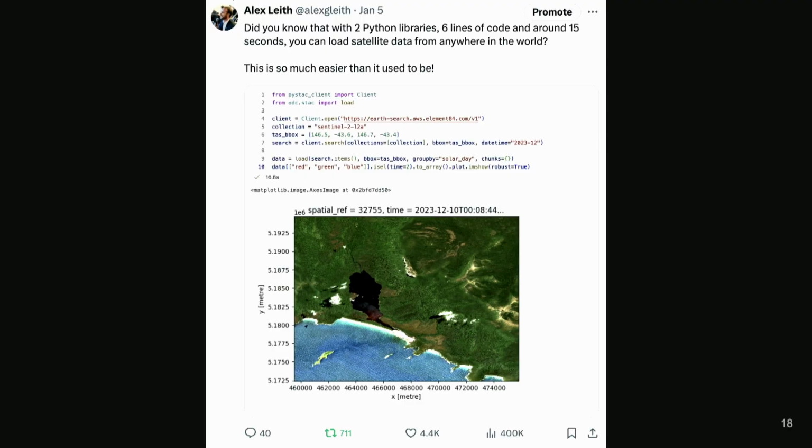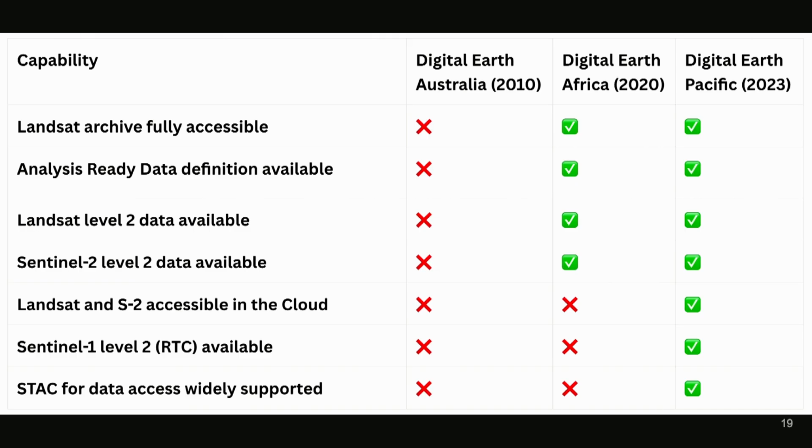And some time ago, just before the collapse of the platform formerly known as Twitter, I wrote a pithy post on there, and I said something like, with 2 Python libraries with 6 lines of code, you can load Earth observation data from anywhere in the world in a few seconds. And it went geospatially viral. There were like 400,000 people that saw this. 700 retweets, 4,000 likes. I don't know about you, but that feels pretty viral as a GIS person, which goes to show that there is a lot of demand for these easy ways of working with Earth observation data.